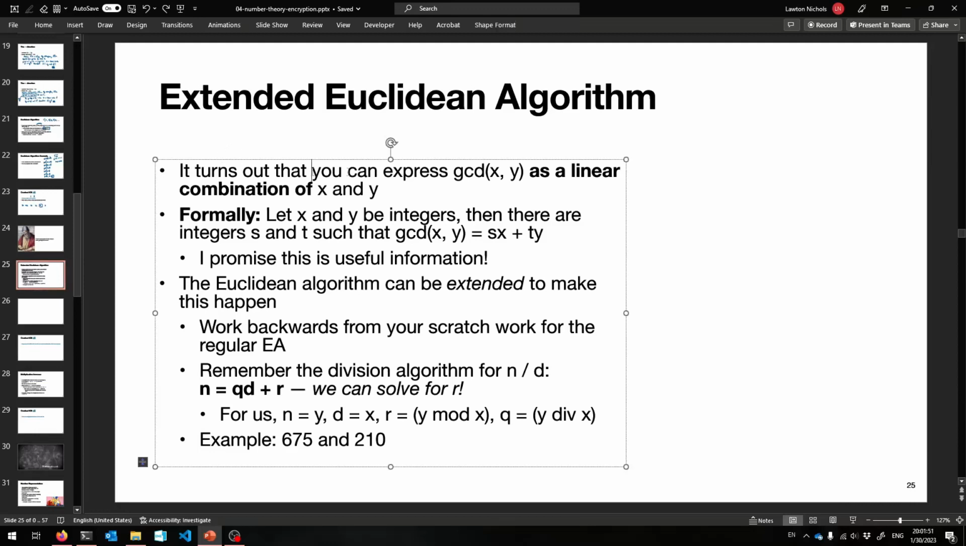So, not just can you quickly find the GCD of two numbers. No, Euclid is going to do even better than that for you. It turns out that you can express the GCD of x and y always as a linear combination of those original numbers of x and y. So here is that in a real mathy kind of statement. If x and y are two numbers, then there are two integers, s and t, such that the greatest common divisor of x and y is s times x plus t times y. It's a linear combination of those original two numbers.